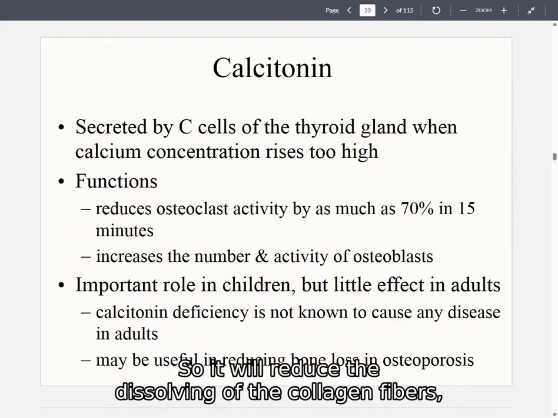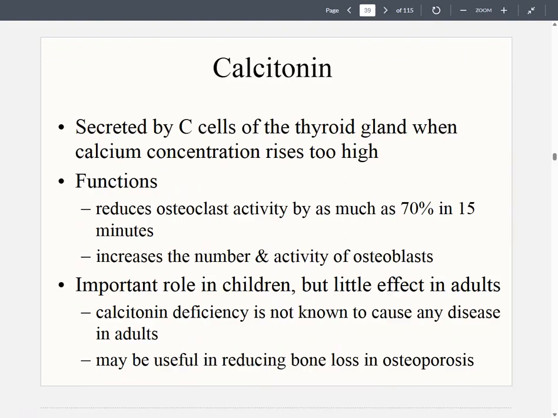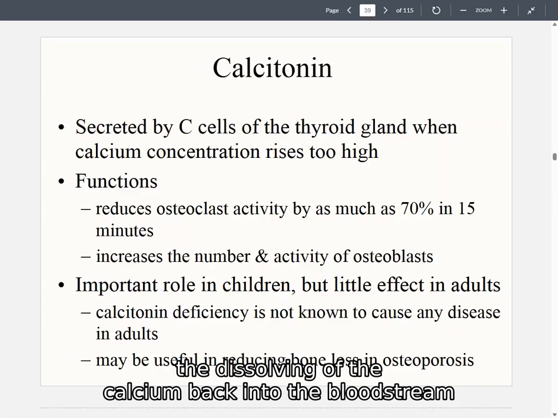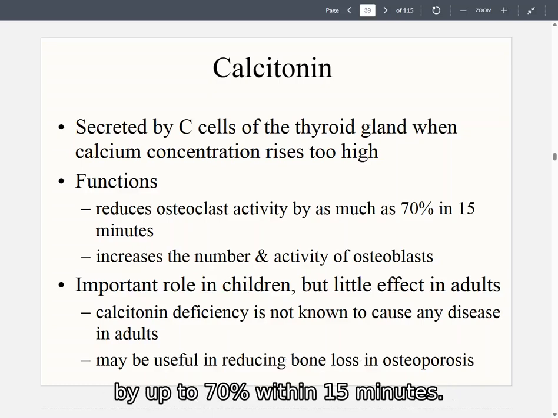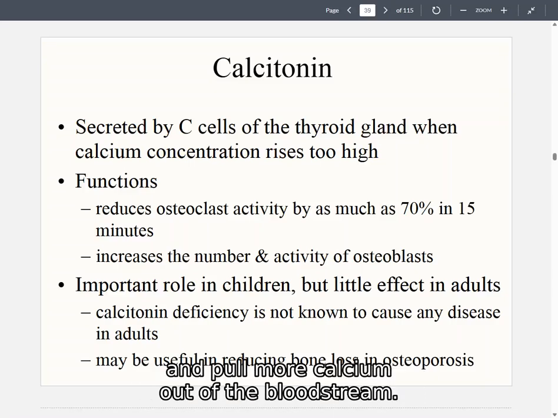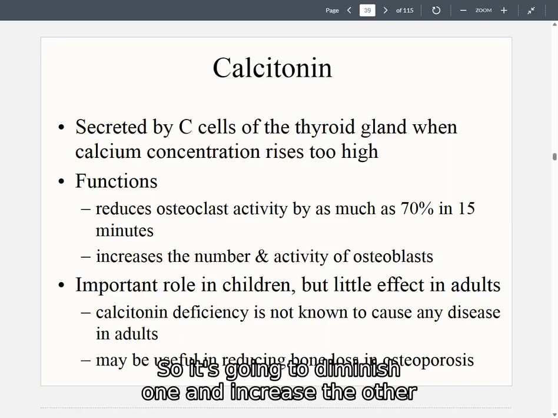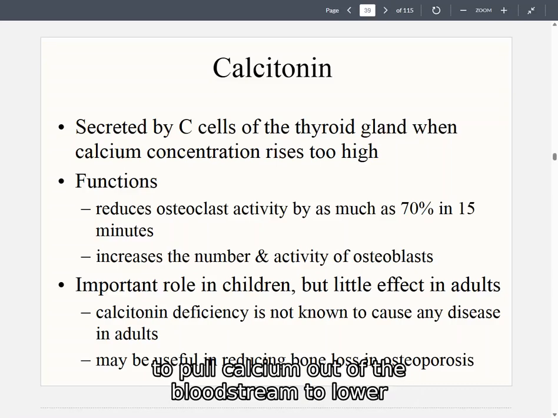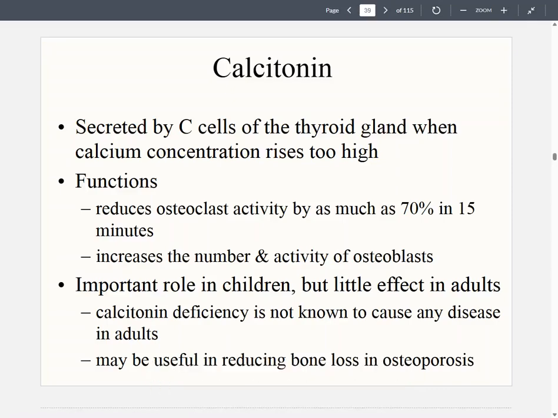So it will reduce the dissolving of the collagen fibers, the dissolving of the calcium back into the bloodstream, by up to 70% within 15 minutes. And in that same time frame, it will trigger the osteoblasts to make more collagen fiber and pull more calcium out of the bloodstream. So it's going to diminish one and increase the other to pull calcium out of the bloodstream to lower that blood calcium level.